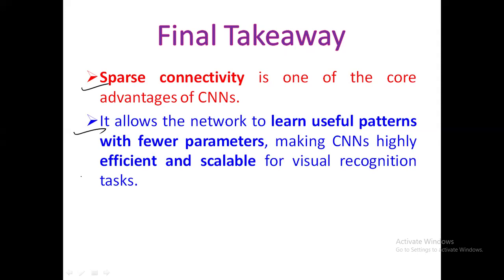I hope everyone understood. To put it simply, this is how the 5 cross 5 image is reduced, and how we extract very good features by applying the kernels on the original image. This is what sparse connectivity explains. Hope everyone understood about sparse connectivity in convolutional neural networks. The remaining things we'll discuss in the next lecture.